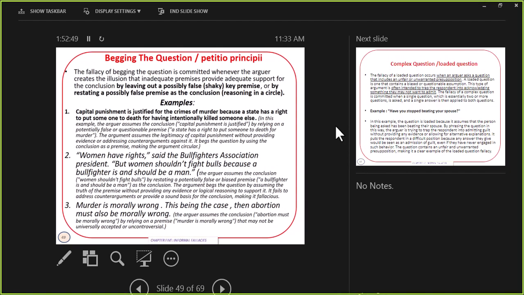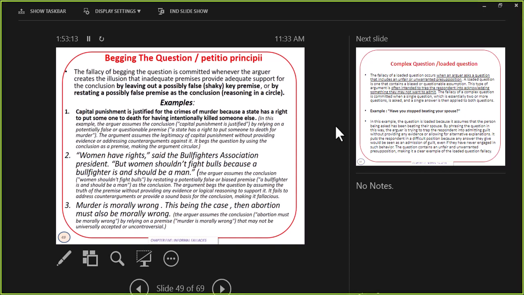Begging the question is also known as circular reasoning. Begging the question, the Latin term petitio principii, is by leaving out a possibly false or shaky premise, or by restating a possibly false premise as a conclusion, reasoning in a circle. For example, capital punishment is justified for the crime of murder because the state has the right to put someone to death for having intentionally killed someone else.